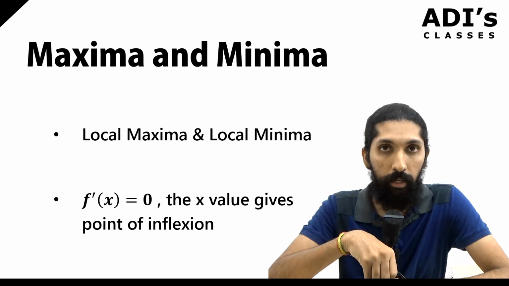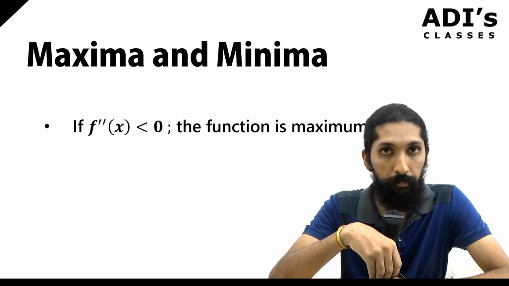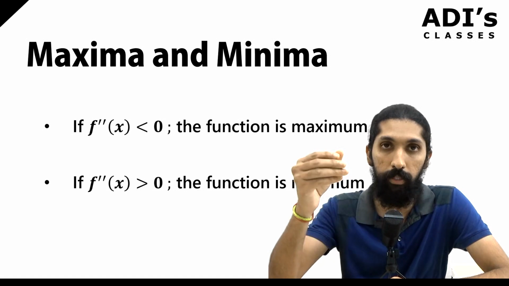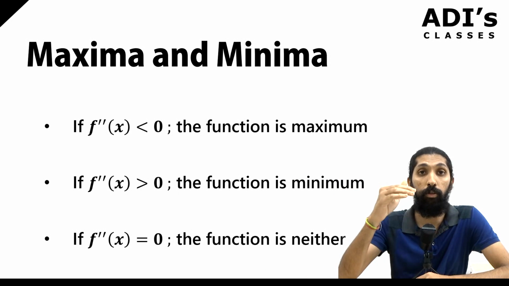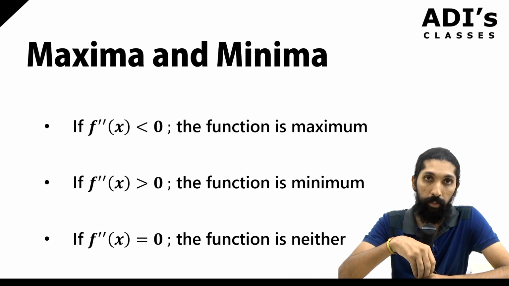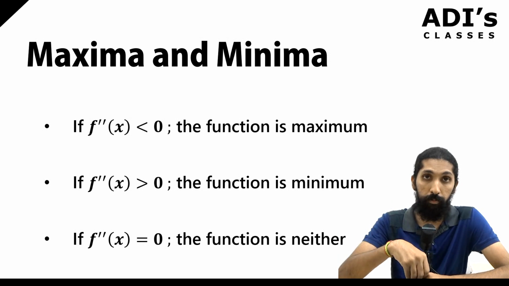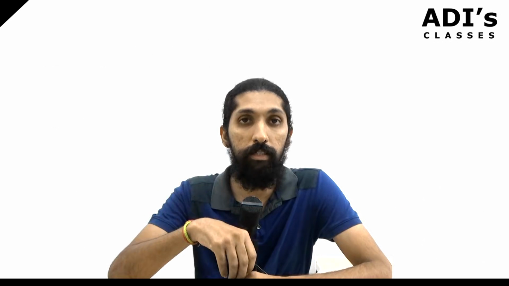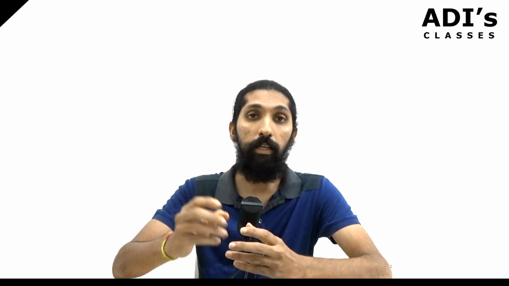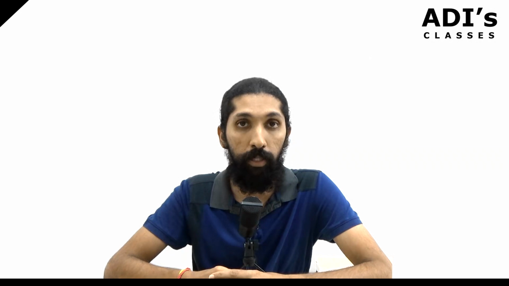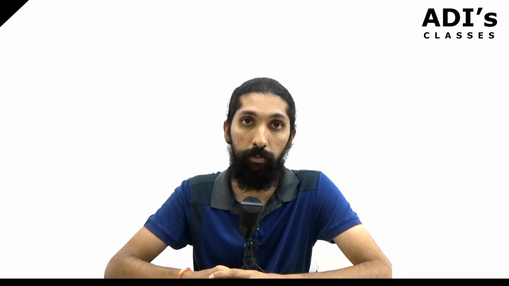In the second order derivative, if the second order derivative is less than 0, it's a maximum. If it's positive, then it is a minimum. If it's equal to 0, it's neither maximum nor minimum, correct? So based on that, we also discussed a couple of problems, right? And whatever we have discussed, these are applications of derivatives. Fine. In the next chapter, we look into the next important concept in calculus.